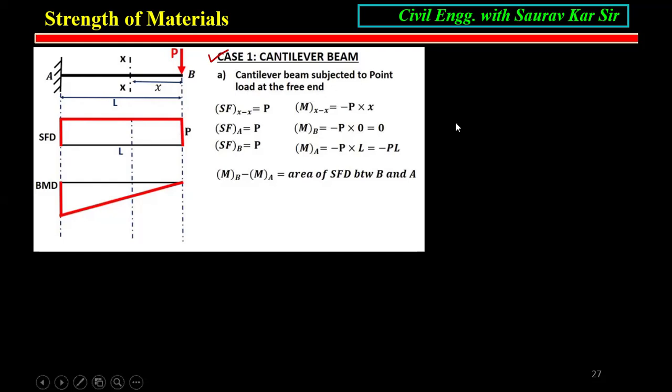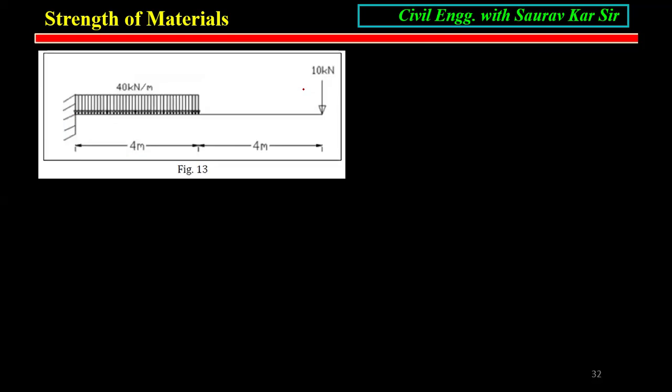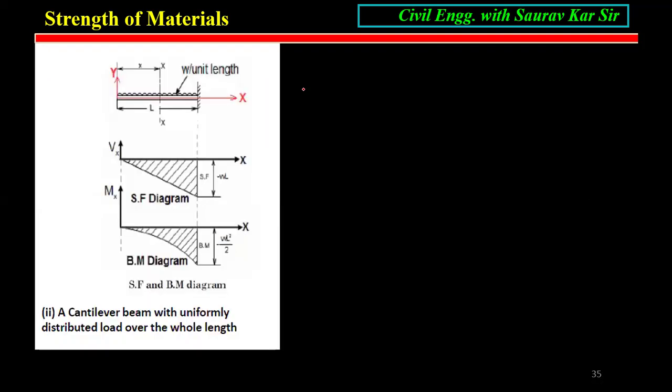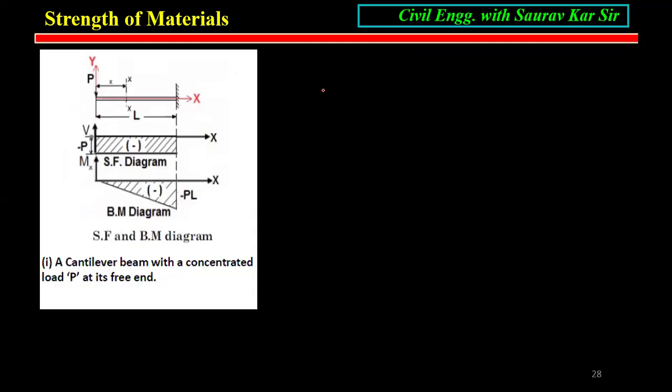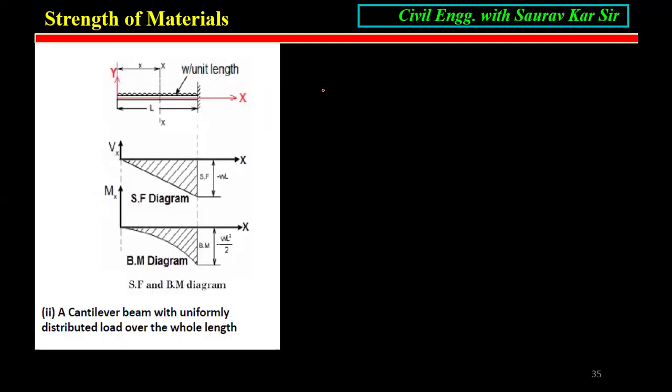Cantilever beam. Now cantilever beam under point load. See here, case A, very nicely it is given. Your main thing should be to make a chart. Cantilever beam with point load, cantilever beam with UDL. You can write in your copy, make a chart of questions. Just write your headline: cantilever beam with point load at free end. Then cantilever beam with UDL.